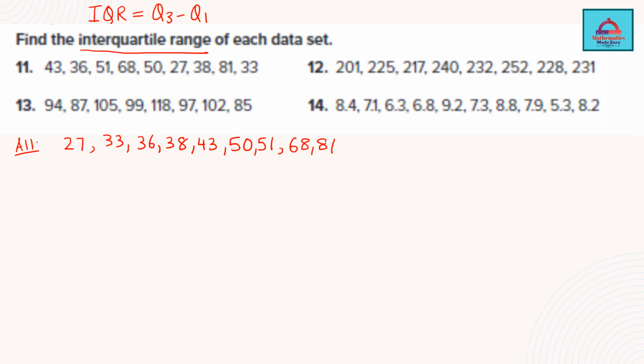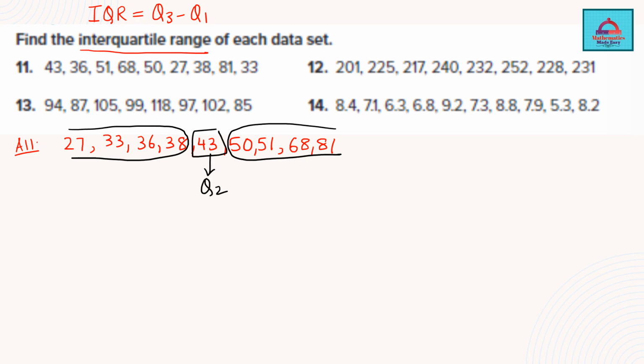Now that we've arranged them in ascending order, it will be easy for us to find the median and the values of Q1 and Q3. These 4 numbers are the lower quartile, and these 4 numbers are the upper quartile. In the middle you have your median. The median is denoted by Q2. Now what are Q1 and Q3? Q1 and Q3 are the medians of the lower and the upper half.